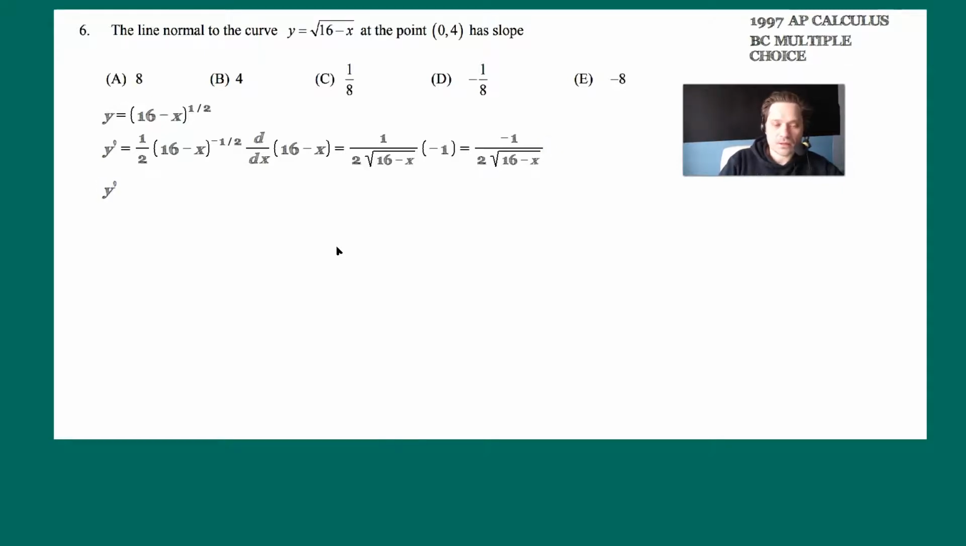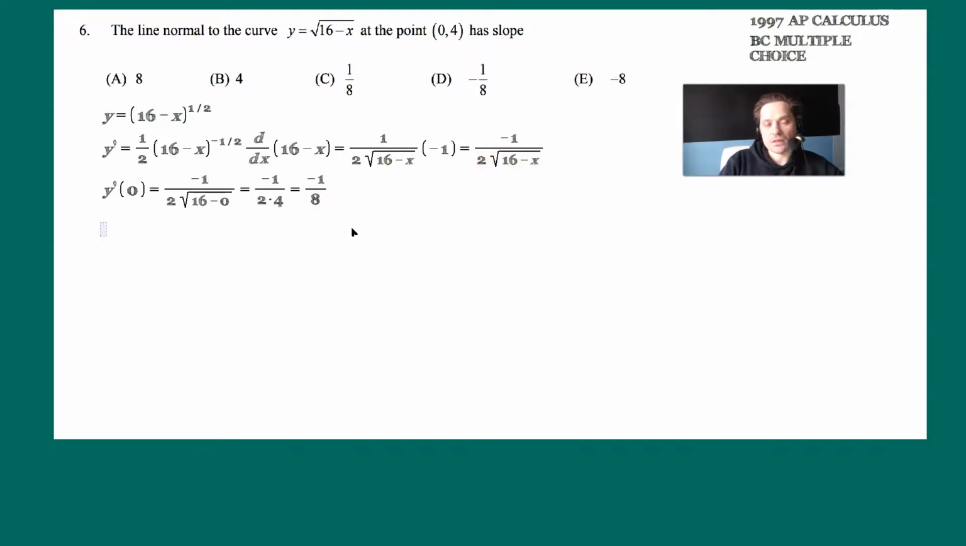You then evaluate y prime at 0. I'm using 0 because remember our x-coordinate is 0 for the point here. So that would give you negative 1 over 2 square root of 16 minus 0. You work this out, so this is negative 1 over 2 times 4, which is then negative 1/8.